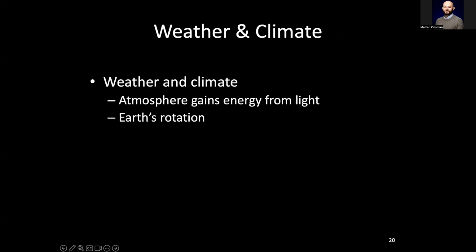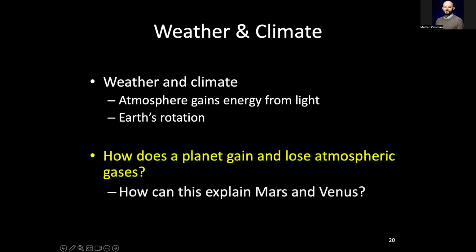Good. So we're going to talk about weather and climate. We already talked about how the atmosphere gains energy from light, and we talked about the rotation. So now we want to think not just about how things happen on a day-to-day basis, but remember we said the word climate is historical weather patterns, understanding yearly variations and understanding thousands, millions, even billions of years of weather, right? So one thing that we want to understand is where do you get atmosphere from and how could you possibly lose it?